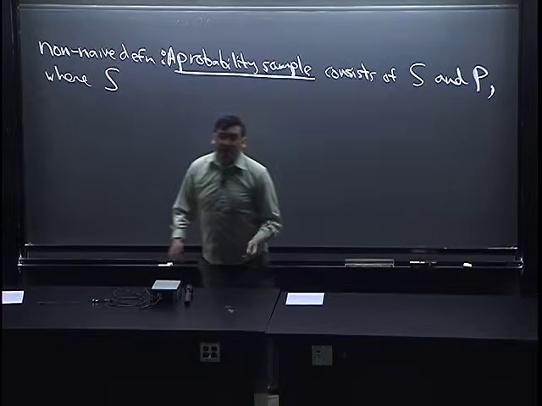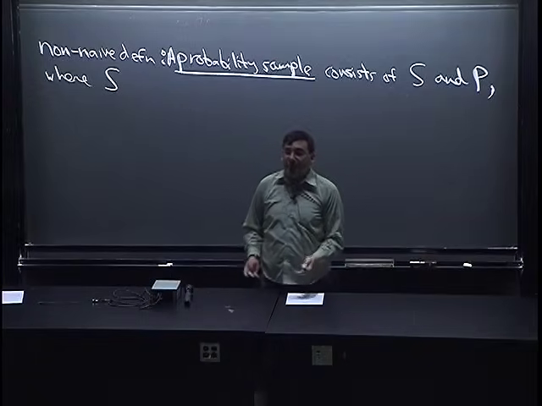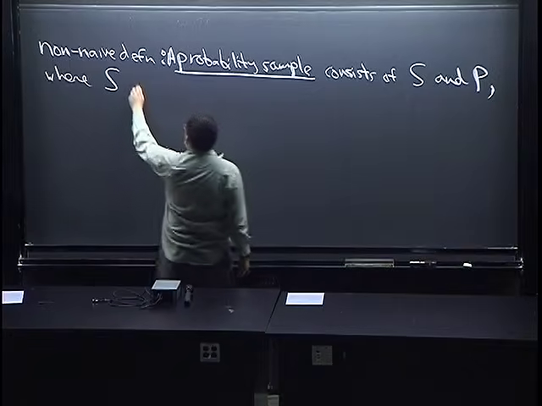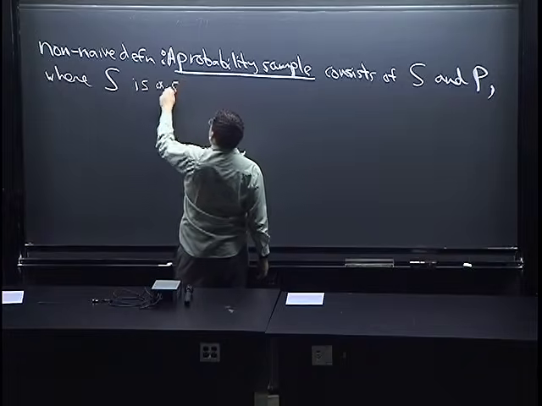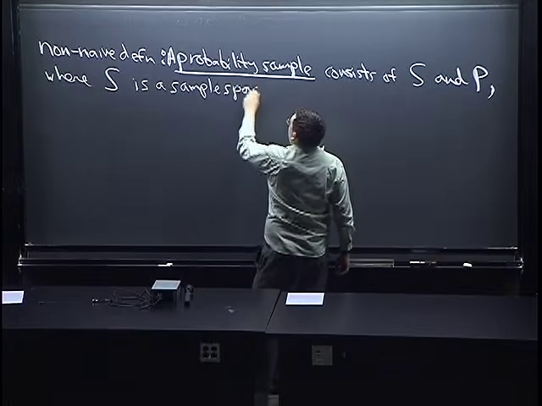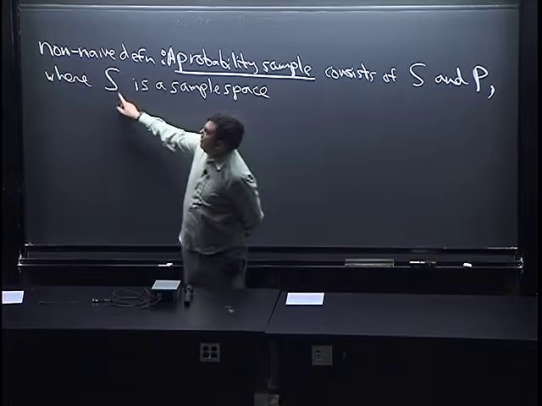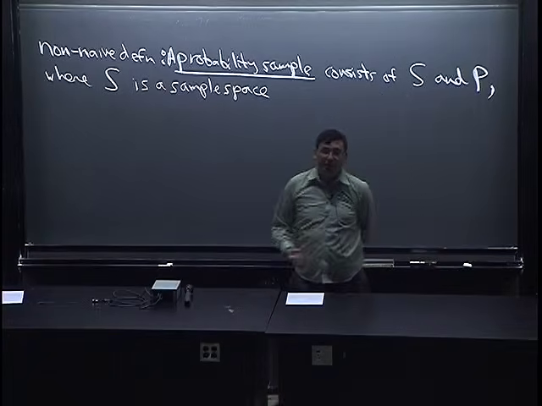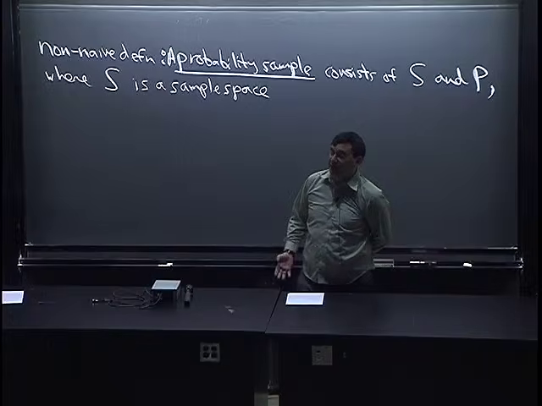Remember, that's just the set of all possible outcomes of some experiment, and we'll interpret the word experiment very broadly. So S is a sample space. I already talked about what that means. Up until now, we had to assume that this was finite and that all of the outcomes were equally likely. And now we're going to go way, way beyond that and not have to assume that anymore.